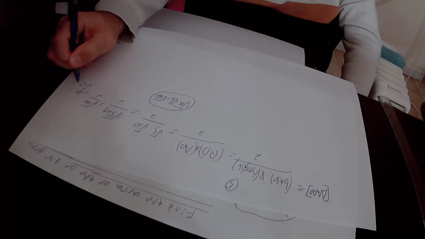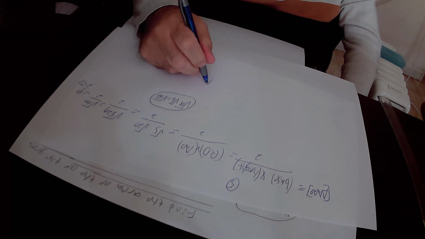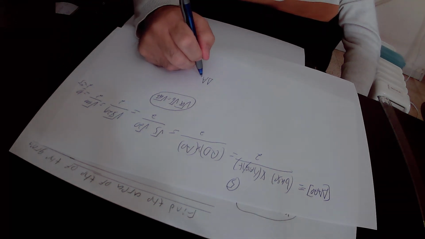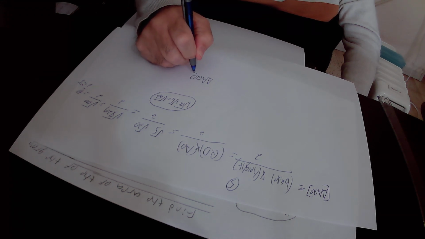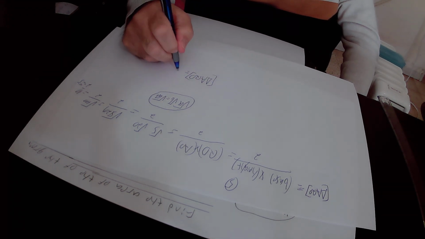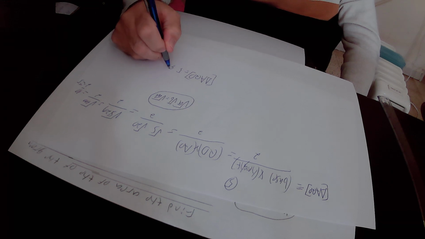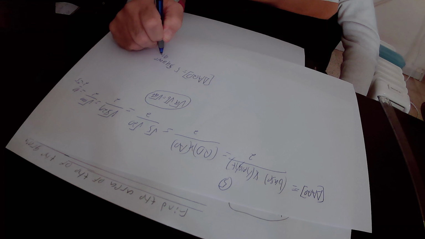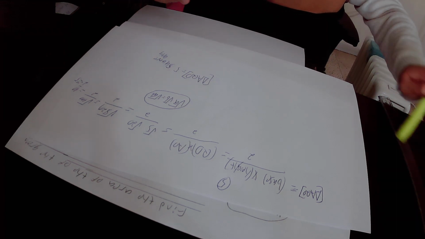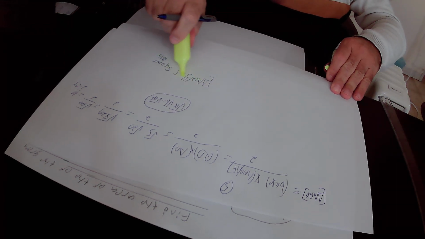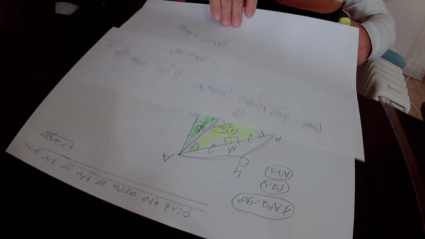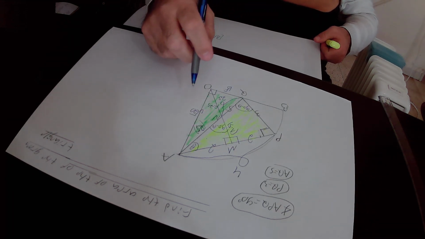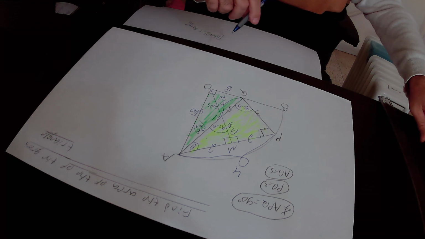So finally we found out that the area of the green right triangle AQO equals 5 square units. Repeat again. The area of this green right triangle AQO equals 5 square units. In the next step I will summarize the lecture.